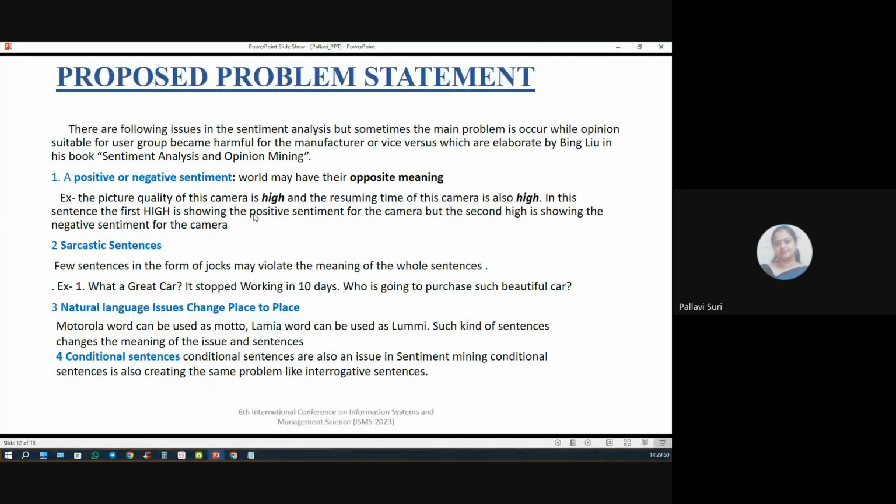Natural language issues, like when we are talking about some devices in a short name, like Motorola used as Moto, Lumia used as Lumi. This quite conflicts the analysis work. Conditional sentences are just like an interrogative sentence. If a condition appears, then this happened. These are the problems to analyze the sentiments.